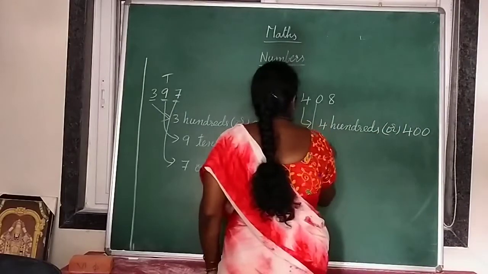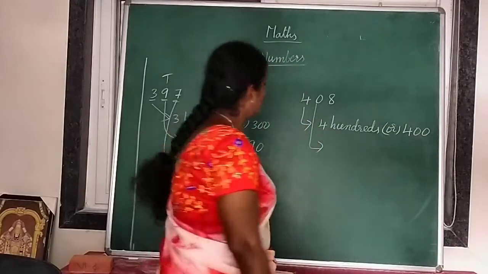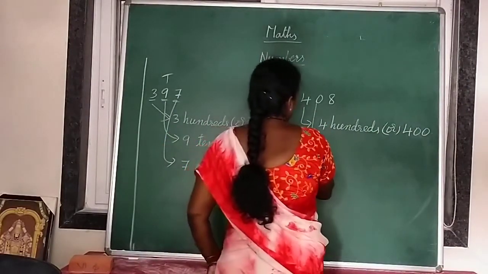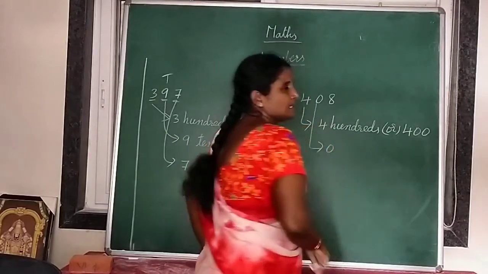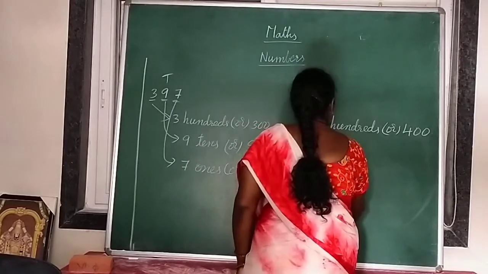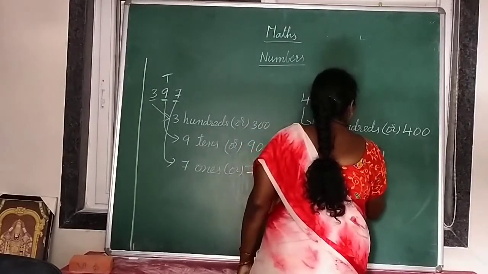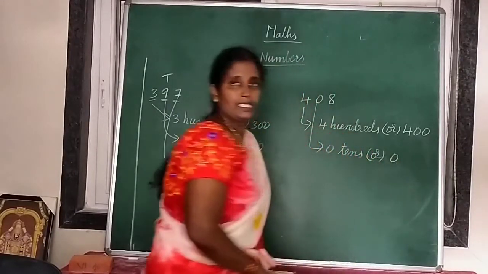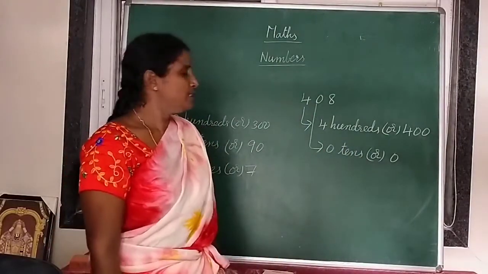What is the place value of 0? 0 in which place? Yes, 0 tens are 0. Place value of 0 is always 0.